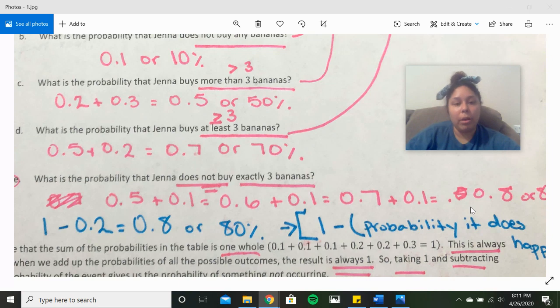We don't want to know about her buying 3. This author here has a real issue with buying 3 bananas. So we take 1, which is the probability of all the events, and we subtract the probability of those 3 bananas because we're just taking it out. We're just removing it.